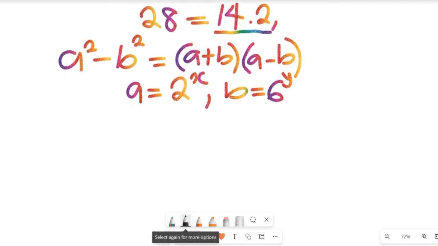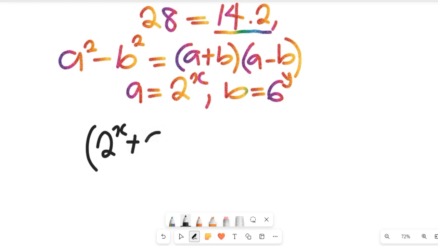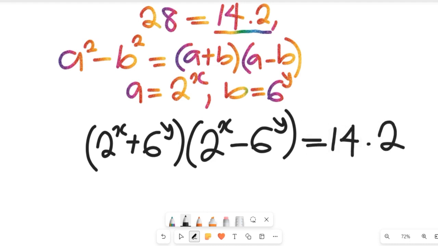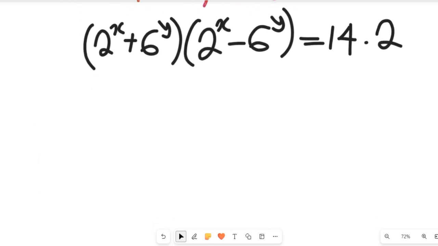Now let's simplify that using this expression we've been given. If we simplify that, we are going to have 2 to the power of x plus 6 to the power of y, multiplying 2 to the power of x minus 6 to the power of y, and this will be equal to 14 multiplied by 2. Great. Now having seen this, you come to see that this expression is greater than this expression. It is a fact, because this is positive and this other one is negative.